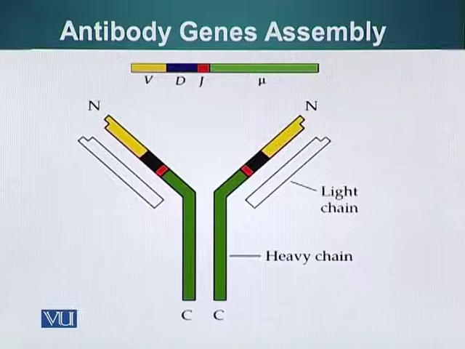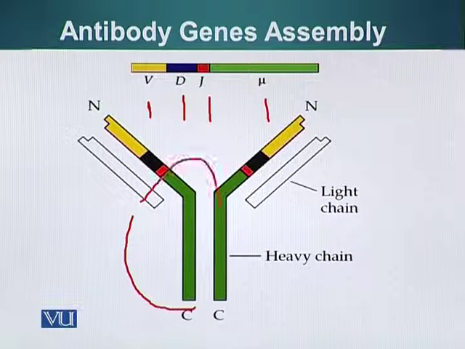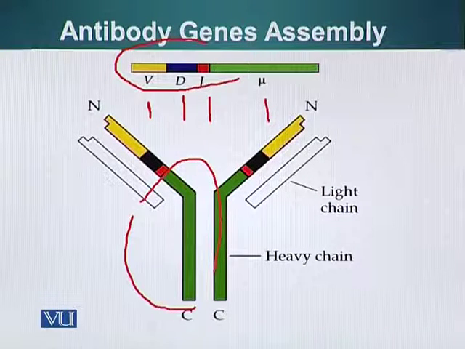So now let's look at the molecular mechanisms of how that happens. First of all, let's see the antibody structure. Here we have the heavy chain that has been depicted. The heavy chain is made up of 4 different regions: the variable V region, the D diversity region, the J joining region, and mu, which means IgM, so this is basically part of the constant domain. So the constant domain is depicted here in green, and the variable domain is composed of these 3 parts, V, D, and J.